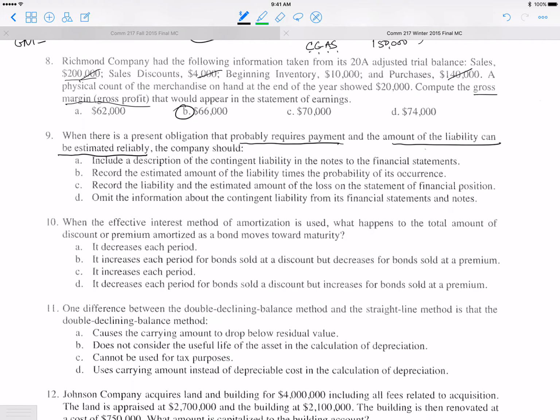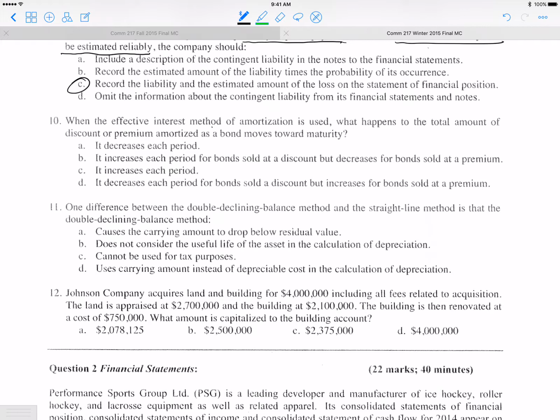When the effective interest method of amortization is used, what happens to the total amount of discount or premium amortized as the bond moves to maturity? This is a fairly tricky question, and the key thing is to zero in on the word total. So what happens to the total amount? Let's say we have year 1, year 2, and let's just use any numbers, say 5,000 and 4,000.